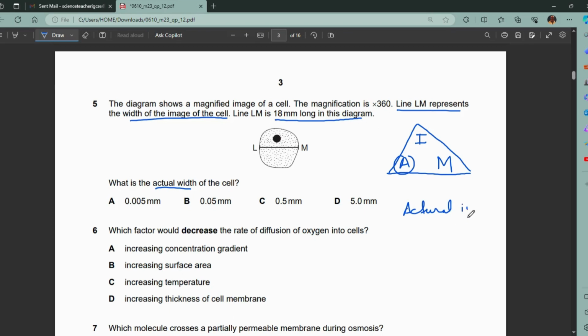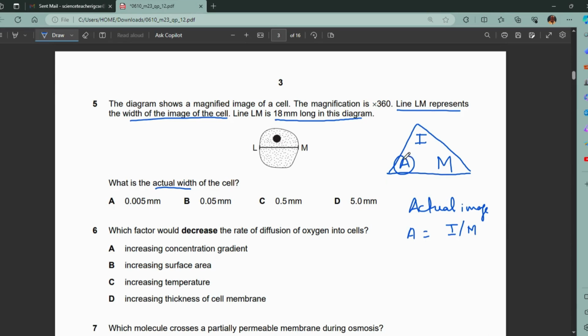I is image, the actual image. Then we have the image that is given by the examiner here. M is the magnification. Now, whenever I need to find out A, the formula will be I by M.